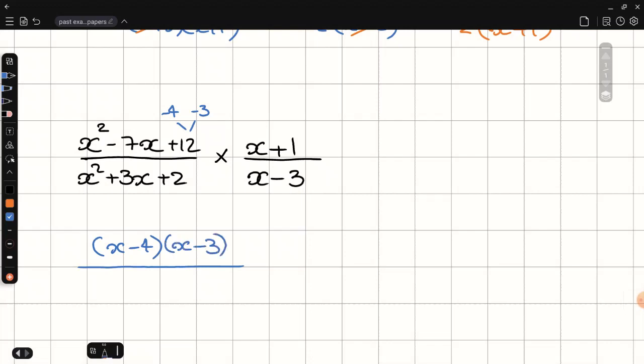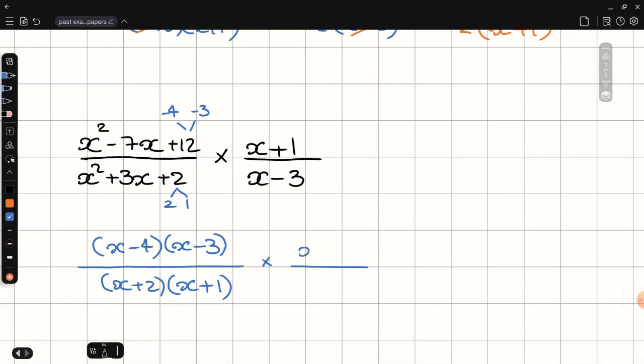And then if we factorize the denominator, we're looking at factors of 2 that when we add these numbers should give us positive 3. So they are 2 and 1. So we write it as x plus 2 and then x plus 1. When you look at the second fraction, it is already in the simplest form. You can't really do anything to simplify.